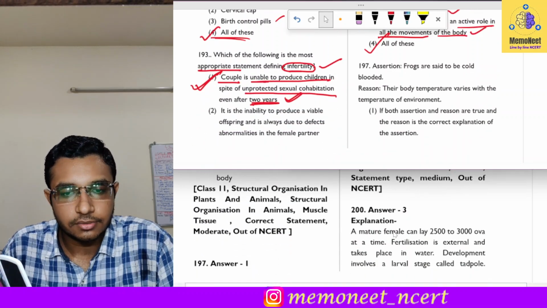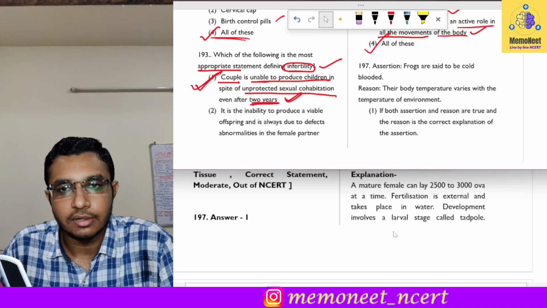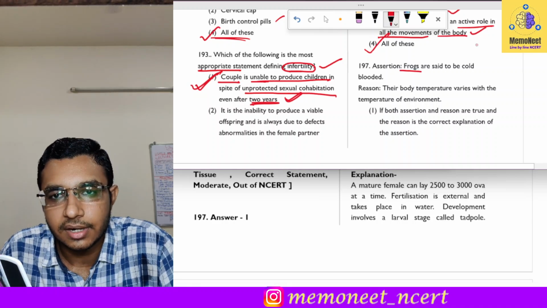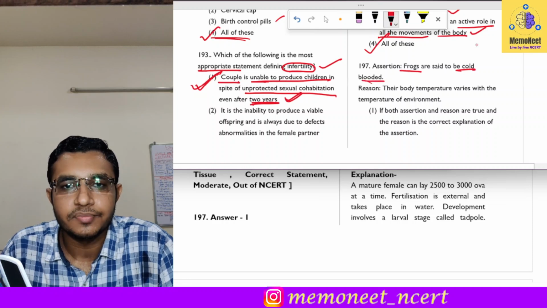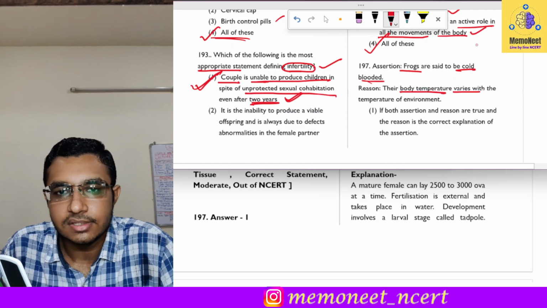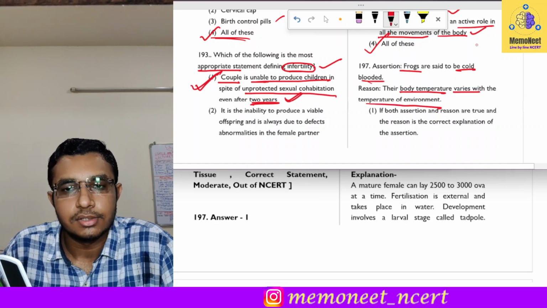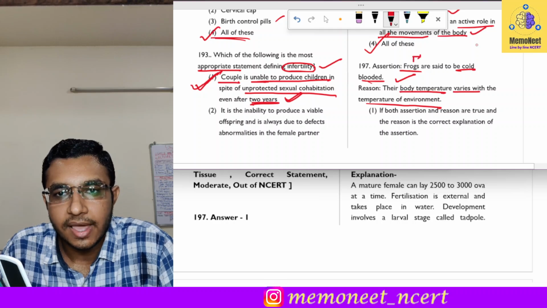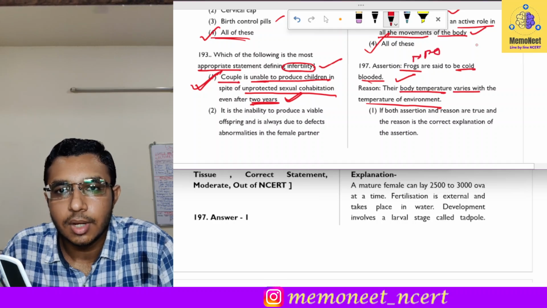Moving on to the next question, that is question number 197. It is an assertion reason type of question. The assertion states that frogs are said to be cold blooded, and the reason given here for this is their body temperature varies with the temperature of environment. So the assertion is correct. Yes, the frogs are called cold blooded animals, or they are also called as poikilotherms.